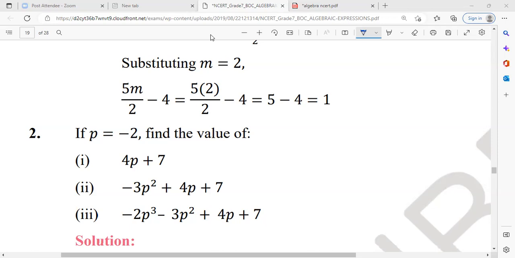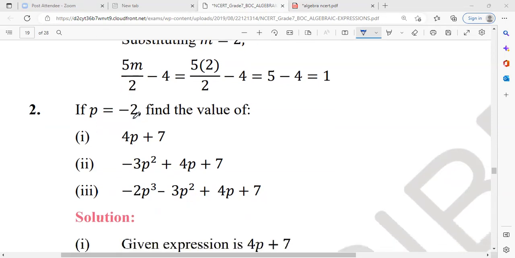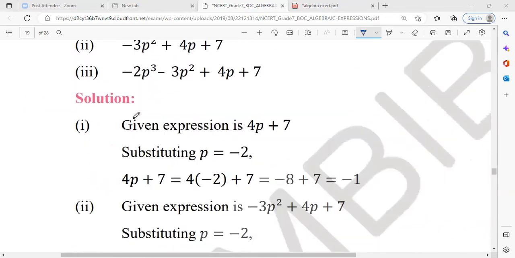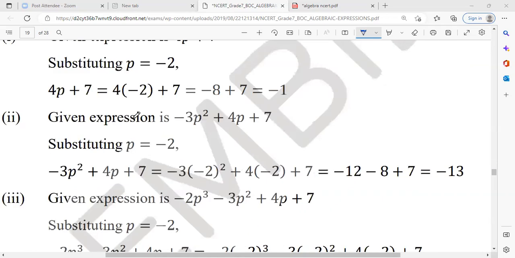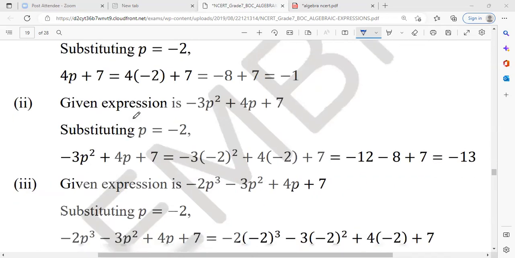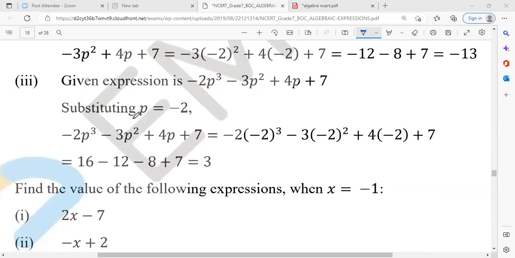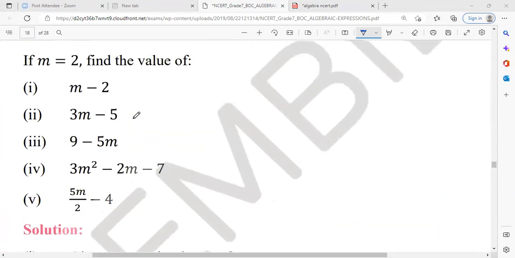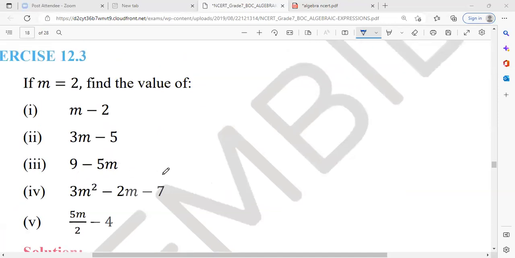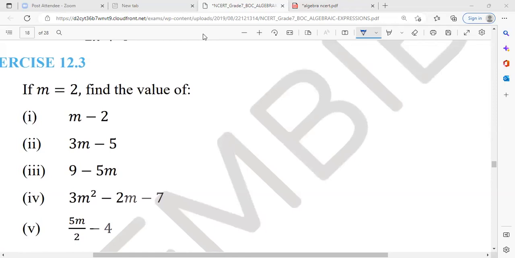Ma'am, done. Okay. So what you got? For the second part, I got minus 13. And ma'am, for the fourth part, I got 3. Very good. Very, very good. One last question. Then I'll leave you. This one and this one, fourth and fifth. Okay, ma'am.